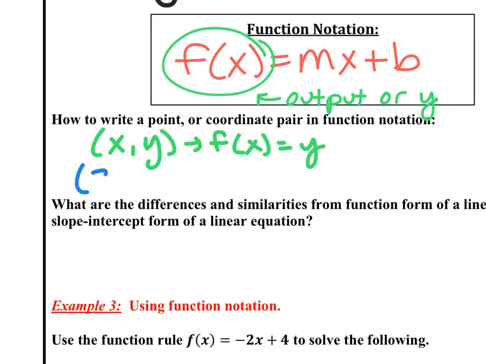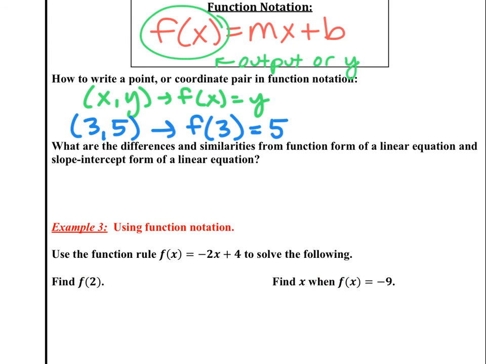I have the point (3, 5). So my input is 3 and my output is 5. So I can say that my function of 3, if I input 3 into my function machine, if I put 3 into the nuggetizer, then I get out 5. It's saying the function of 3 is 5. So 5 is my output, 3 is my input. That's how we write that.